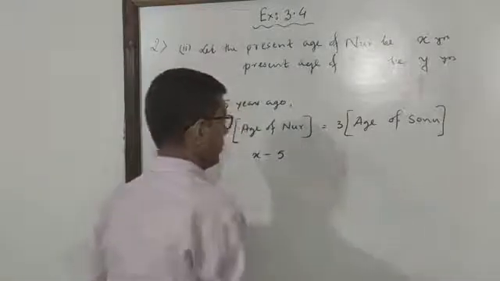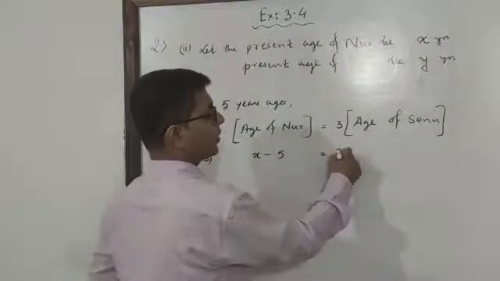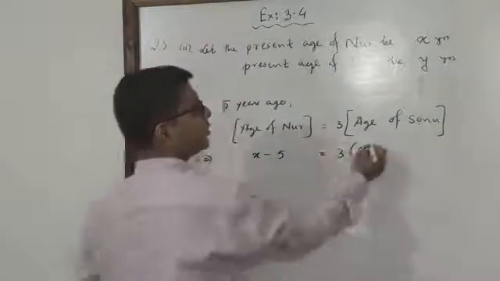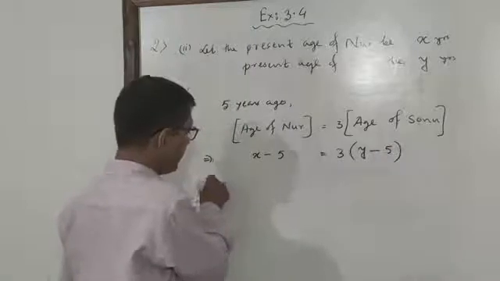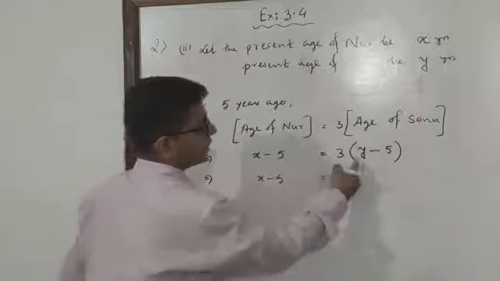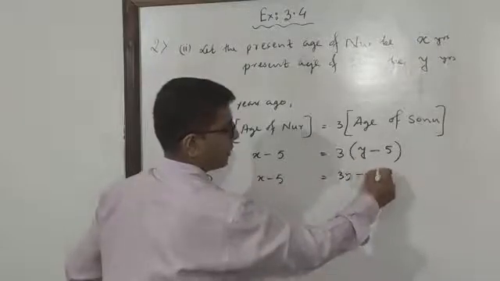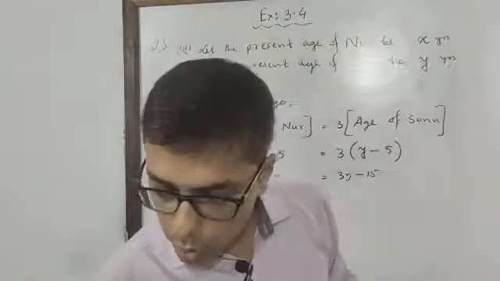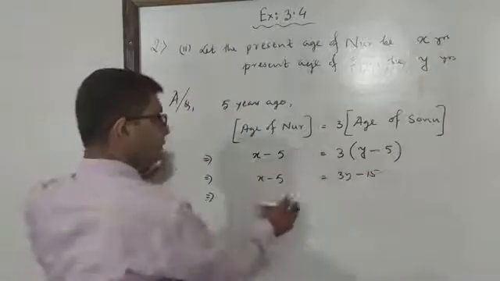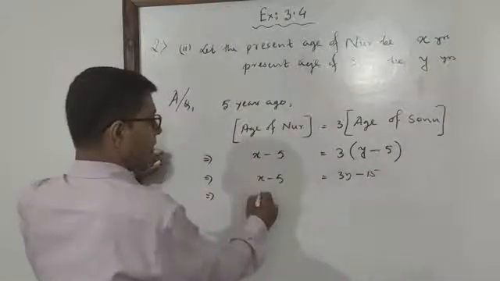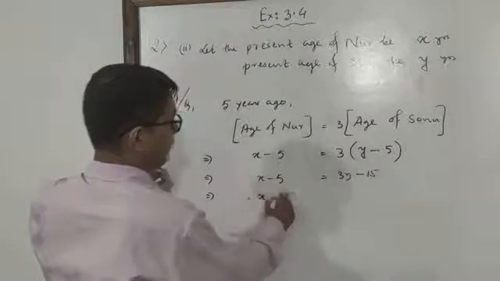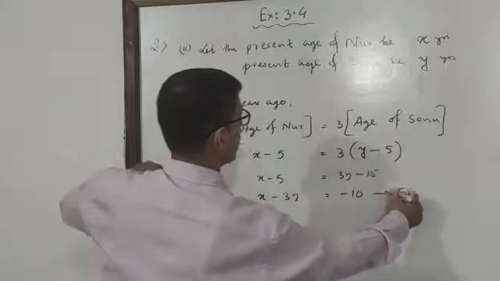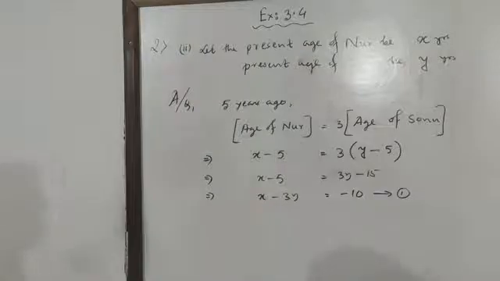Then this side, 3 times the age of Sonu. The present age of Sonu is Y. 5 years ago it will be Y minus 5. Now it is X minus 5, and it is 3 times Y minus 15. We are told to solve by the elimination method, so let us shift this 3Y to this side. There is already X, so X minus 3Y. The 5 is shifted, and it will be minus 10. Let us make it equation number 1. This is the first equation.